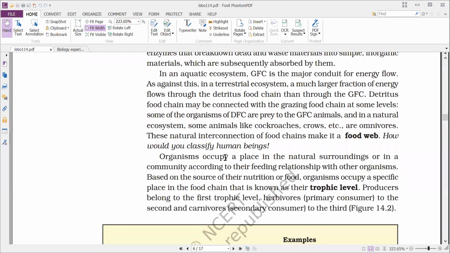But when it comes to a terrestrial ecosystem, as against this, a much larger fraction of energy flows through the detritus food chain than through the grazing food chain of the aquatic ecosystem. That means when compared to the aquatic ecosystem, in the terrestrial ecosystem we'll find more energy flow. We'll find two types of food chains.